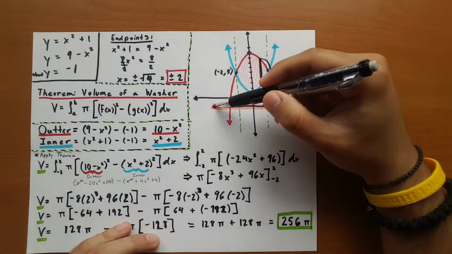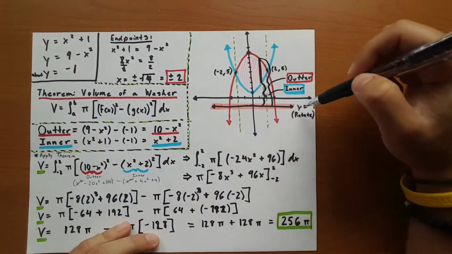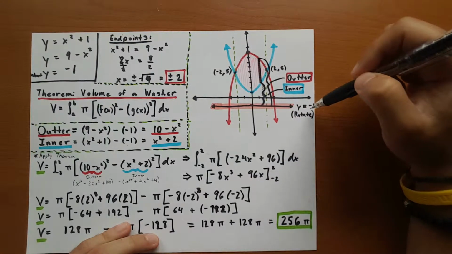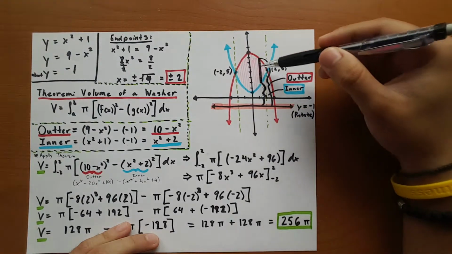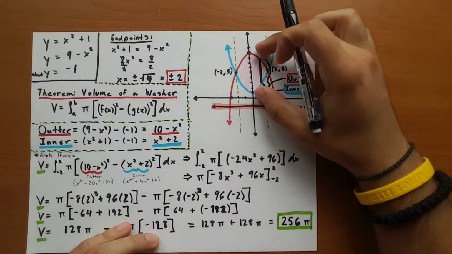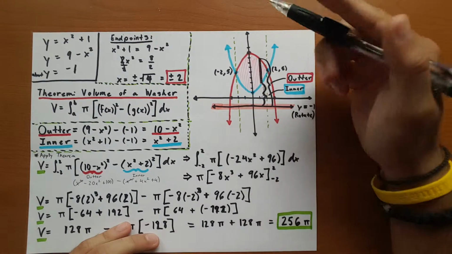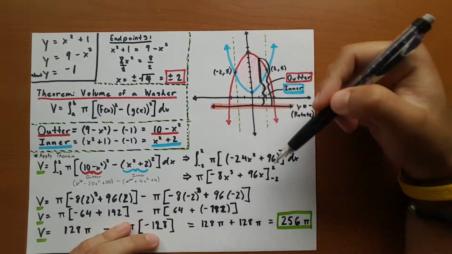And then I drew my rotation line, which is y equals negative 1. It's the axis of rotation where they want me to rotate this picture. That's how it's going to generate this volume.